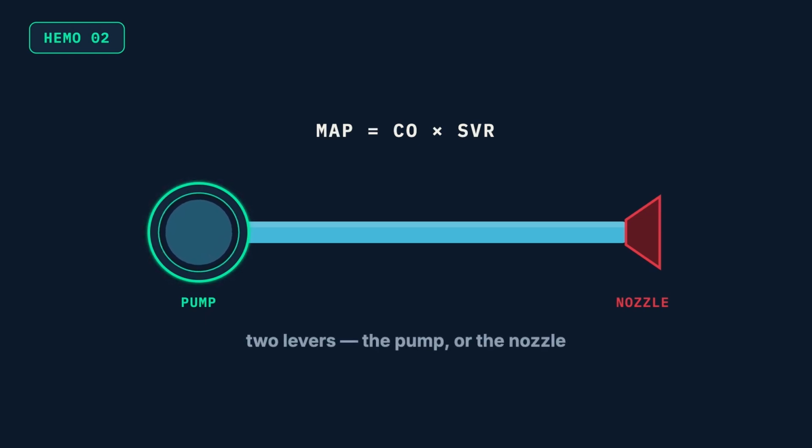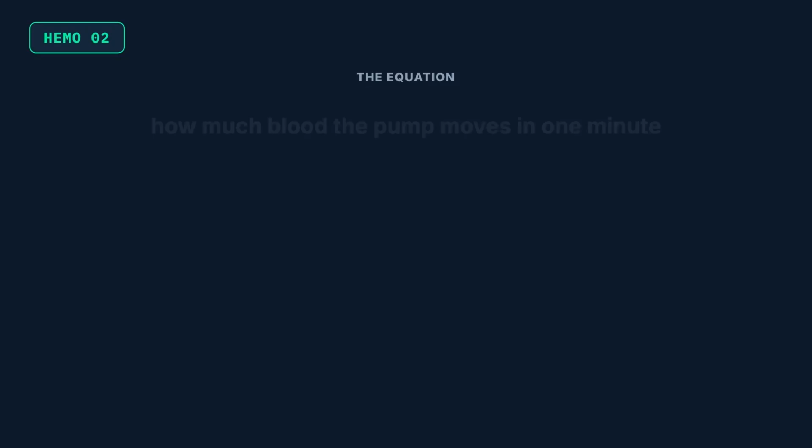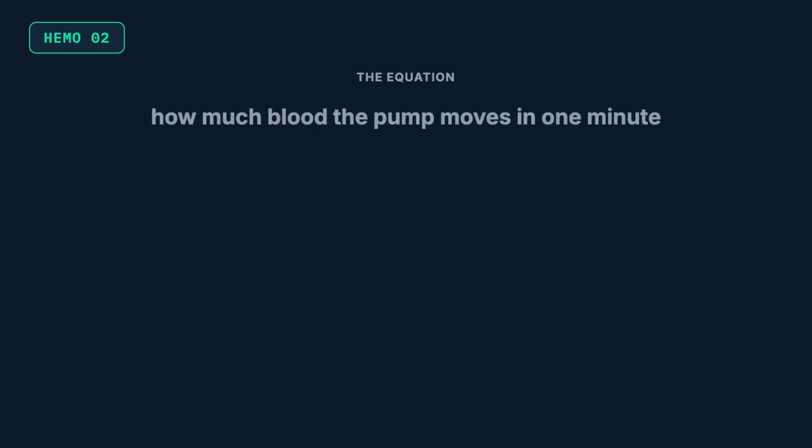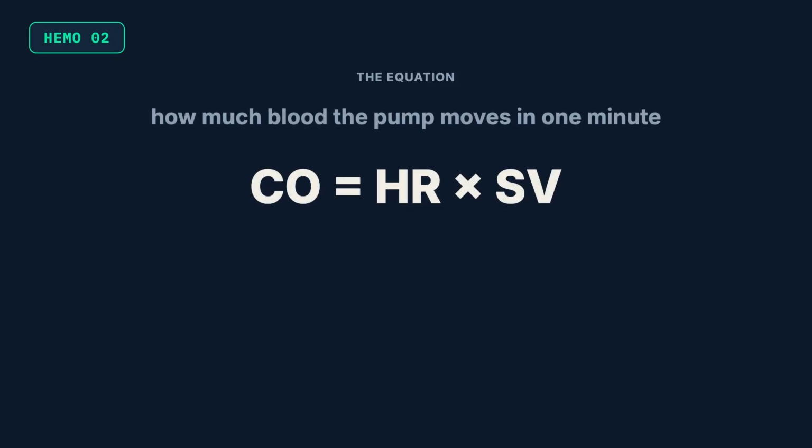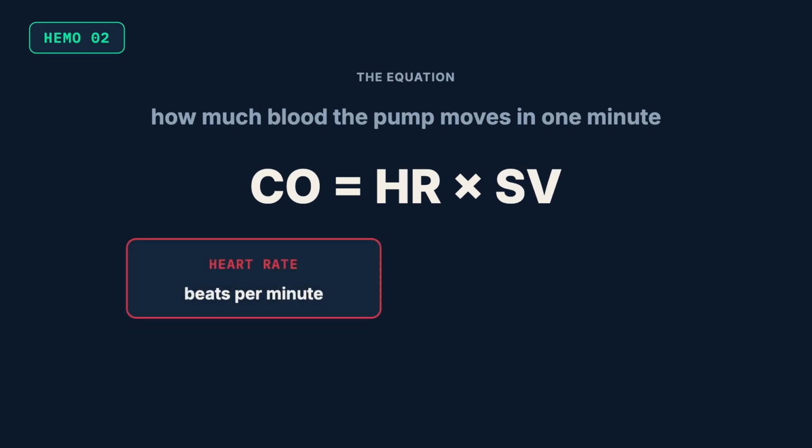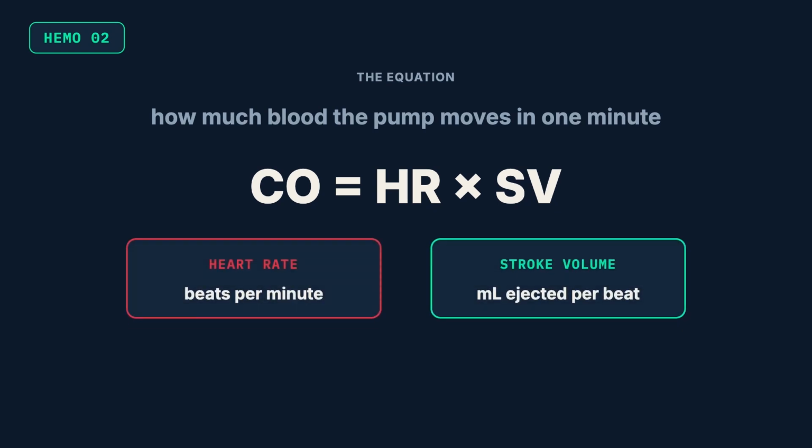Cardiac output, CO, is just how much blood that pump moves in 1 minute. And it comes from exactly two numbers, multiplied: how many times it beats per minute and how much it ejects with each beat. CO equals HR times SV. That's heart rate times stroke volume.